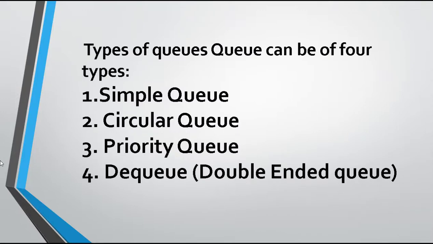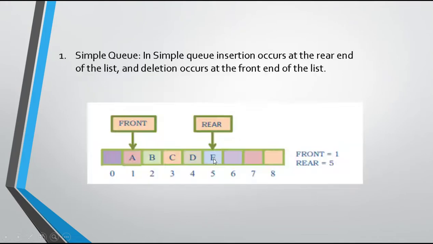And there are different types of queue. There are four types of queue: simple queue, circular queue, priority queue, and deque. What is a simple queue? Simple queue means insertion occurs at the rear end and deletion occurs at the front end. For example, if you want to insert a letter F here, it will get inserted at the rear end, and if an element has to be deleted, it will be deleted from the front end.